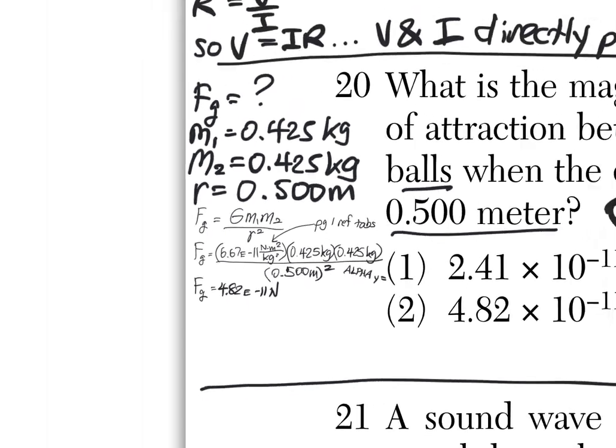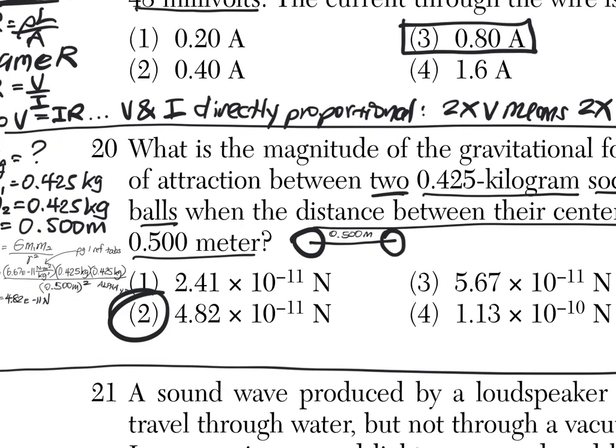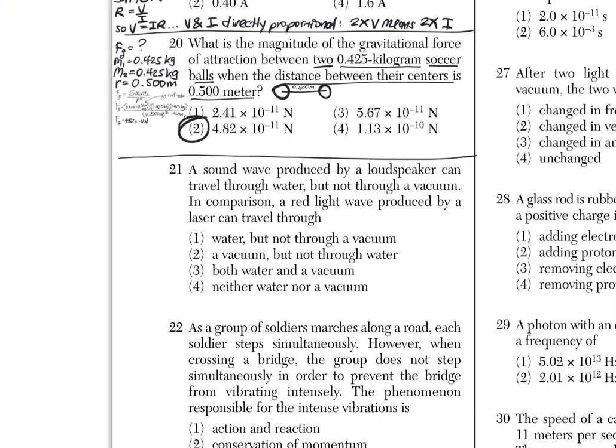4.82 times 10 to the negative 11 newtons, and that is choice 2. All right, next question. 21, talking about a sound wave.